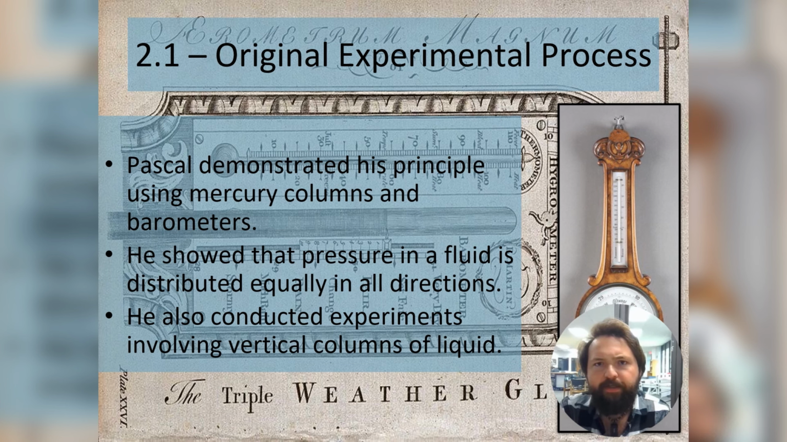Pascal demonstrated his principle through experiments with mercury columns and barometers. He showed that pressure in a fluid is distributed equally in all directions. He also performed experiments using vertical columns of liquid to observe how pressure changes with depth.